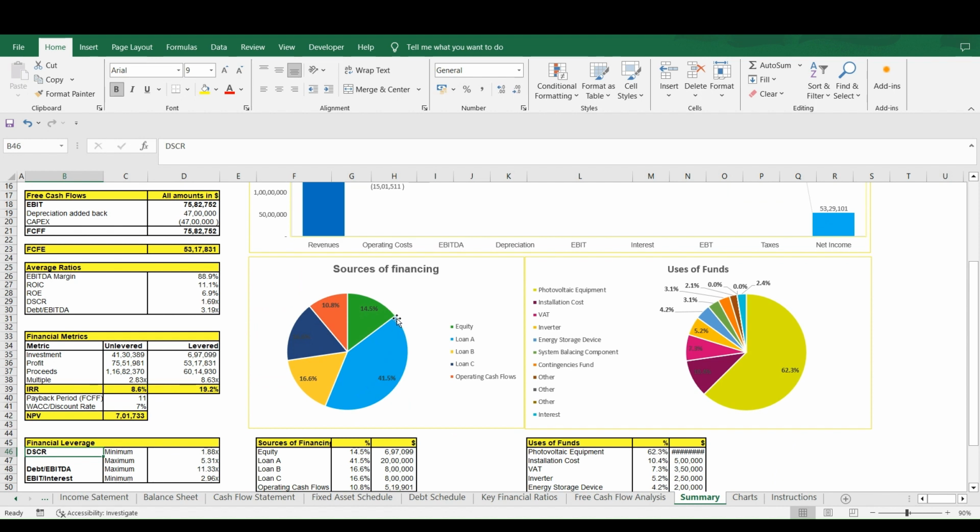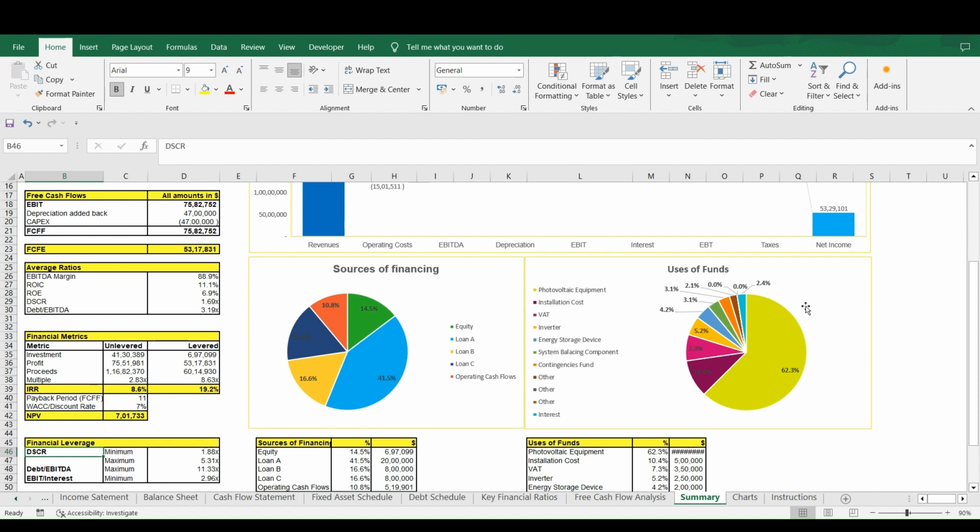Here, this pie chart shows the source of financing. So how we are planning to gather our finances. First one is the equity that you are trying to raise. Then we have a loan amount. We have three loans in this case, loan A, B, C. You can customize it according to your own needs. Then we have operating cash flow to fund our project.